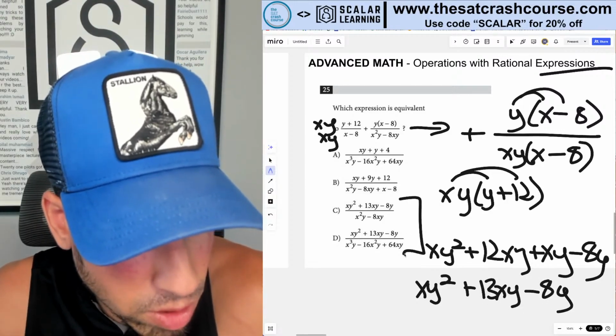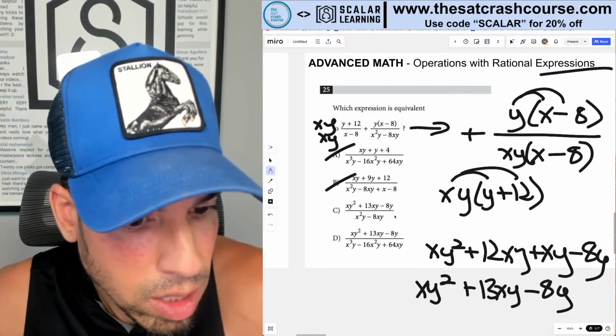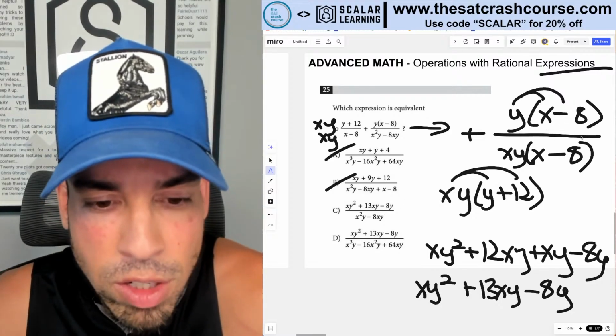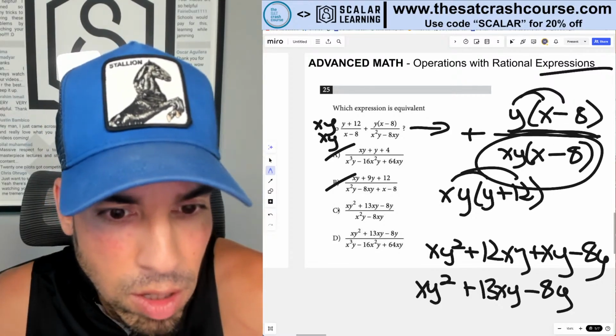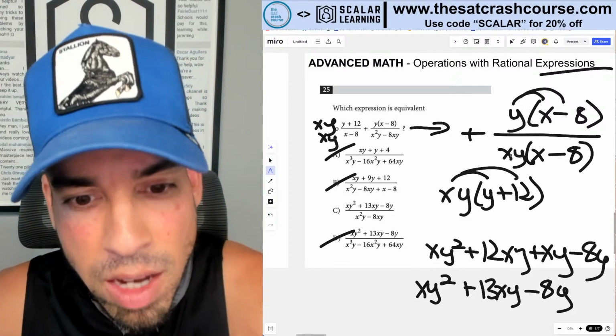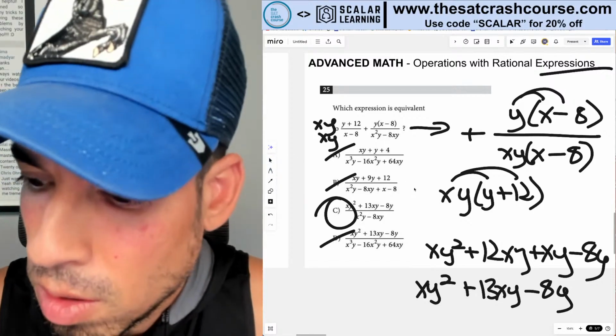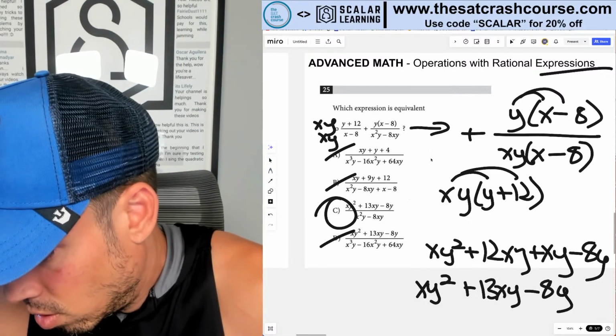And I see it here and here, which means these two are out. And then what is the right denominator? Well, I already know that this is my common denominator. So if I redistribute it, it's not D. That doesn't make sense. But if I redistribute it, I get x squared y minus 8xy, which is C for the win. Boom, done. Let me see if there's any questions.